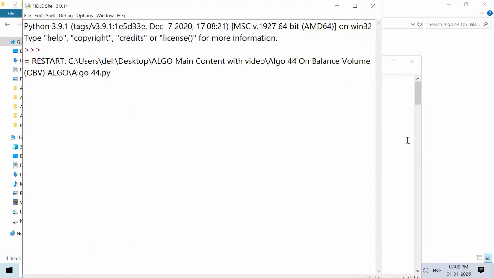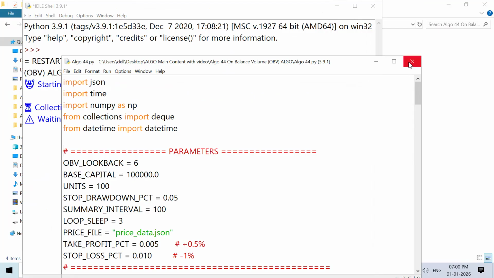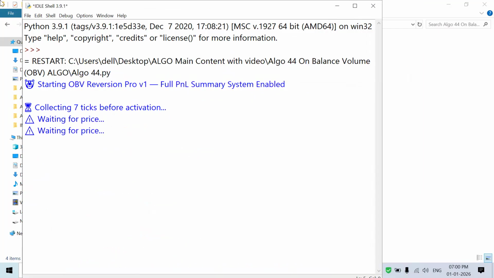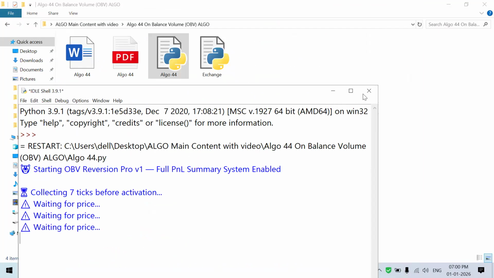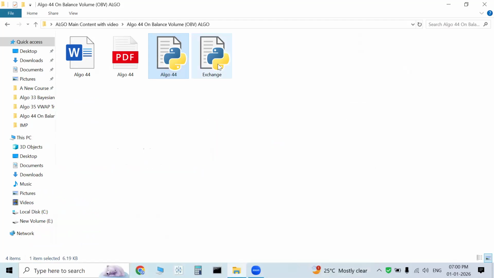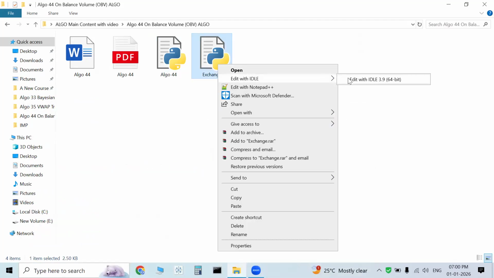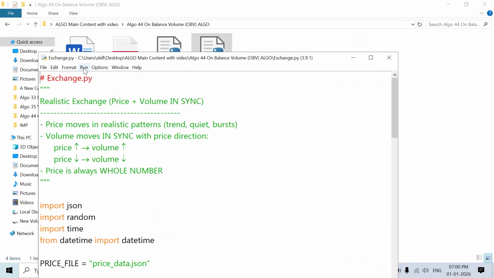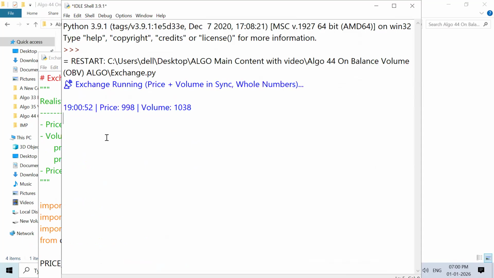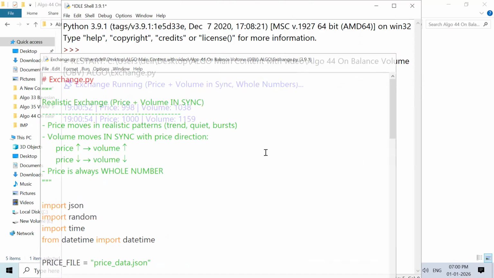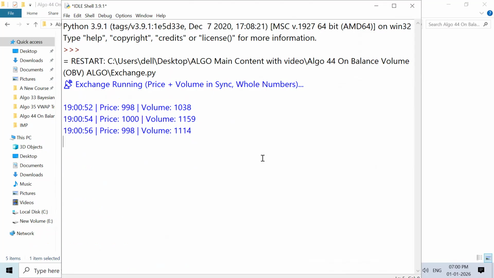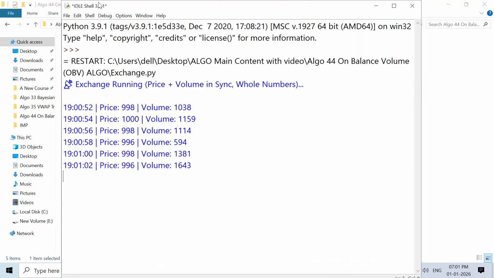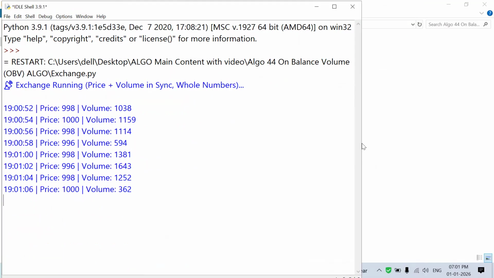So here we have the exchange with us. Okay, sorry, I have just started the algo. Let me start the first exchange. This is the exchange file which I have created, which increases or decreases the volume based on the price. So we have the exchange file with price and volume. There is a continuous change in price and volume, and we are going to work on this with our OBV.